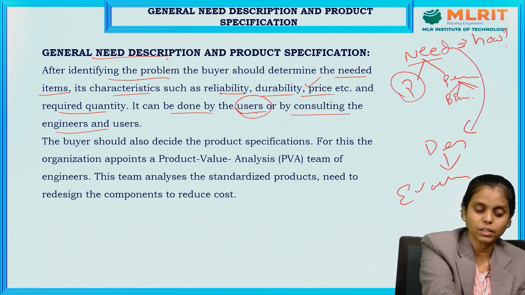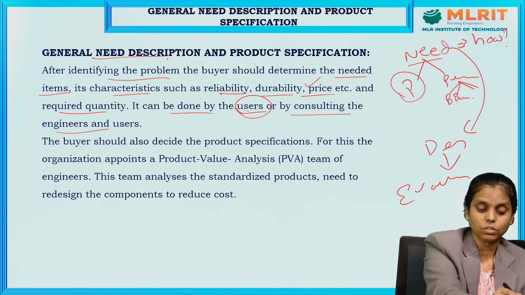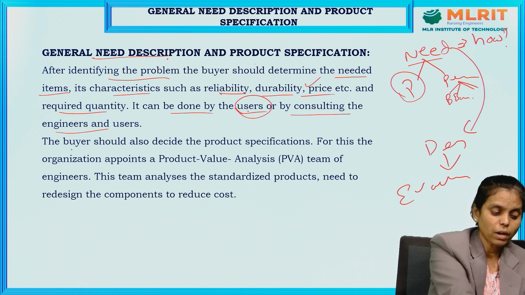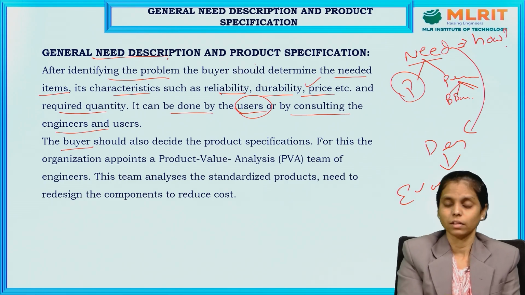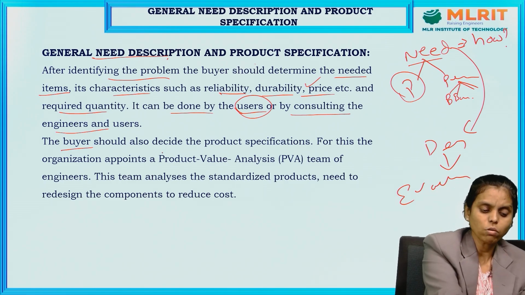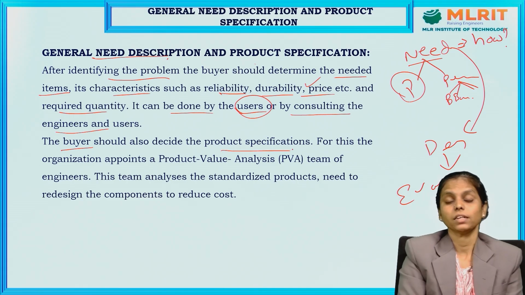The buyer should see here under the business center. In the previous lecture, we discussed the users. Now another element that we have is the buyer. This is also addressed under business centers. The buyer should also decide the product specifications.